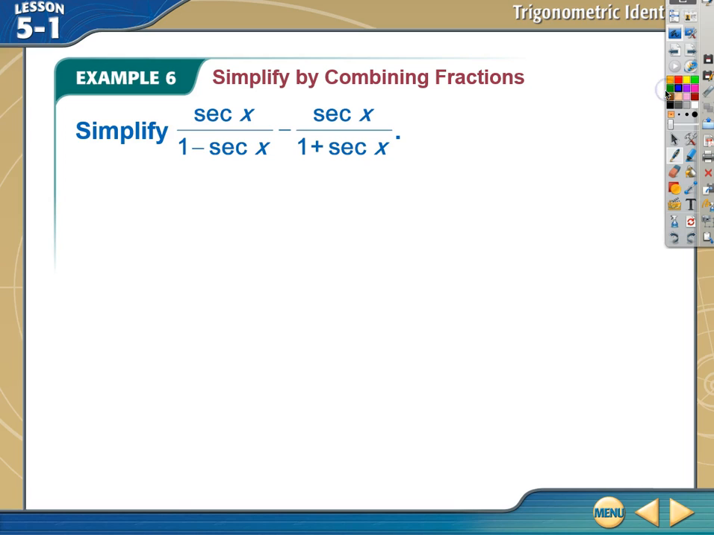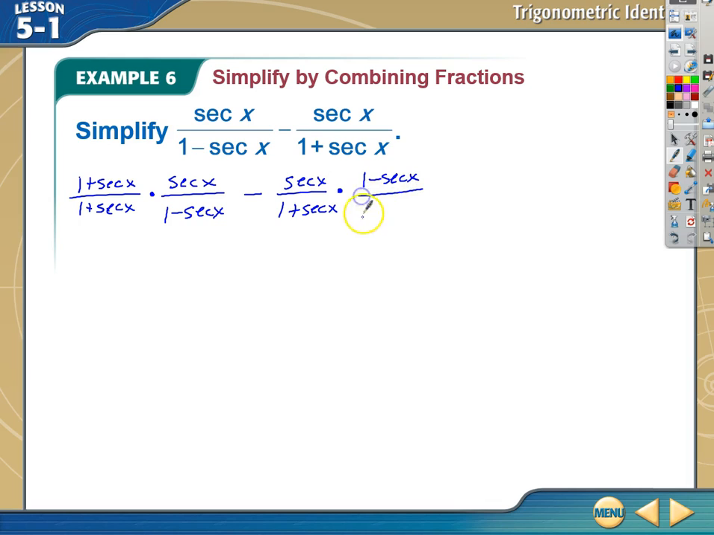So when I come over here, I multiply by 1 plus secant x over 1 plus secant x times secant x over 1 minus secant x, minus secant x over 1 plus secant x. And what am I going to multiply on this side? The other denominator. This way I end up with a common denominator. So this will be 1 minus secant x over 1 minus secant x. Because if I multiply by 1 on each side, it's not going to change my value. It's just going to make things different.